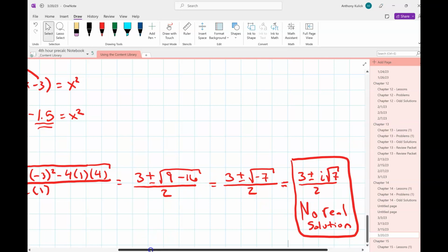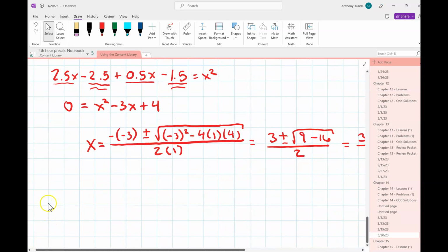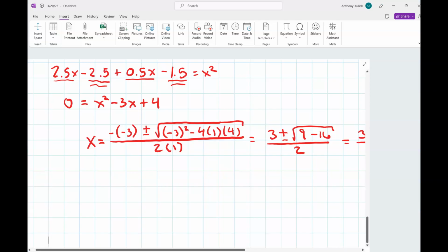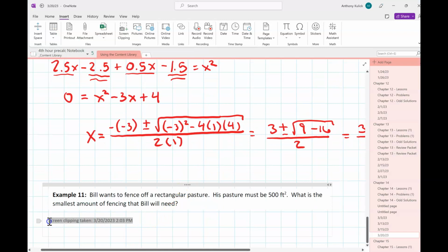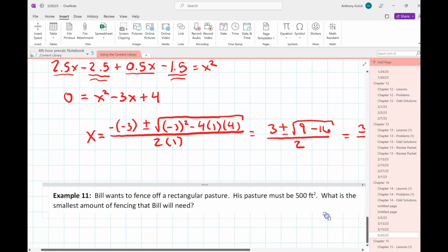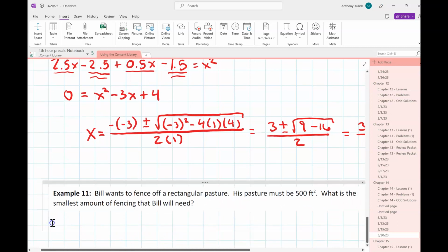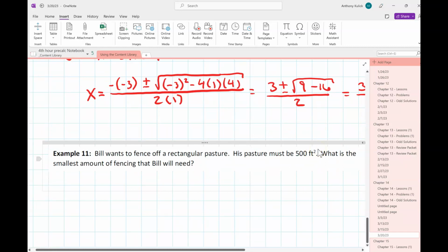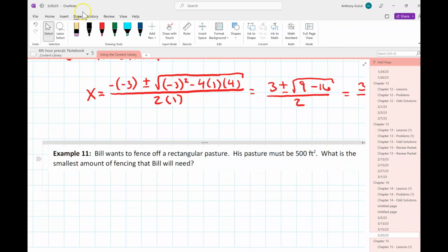All right. I got one more example for you, but this one's a story problem. Bill wants to fence in a rectangular pasture. The pasture must be 500 square feet. What is the smallest amount of fencing that Bill will need?